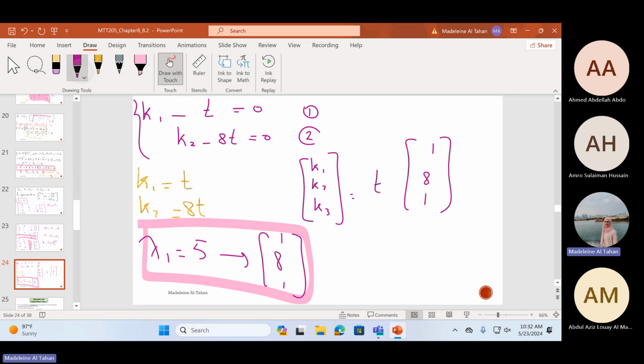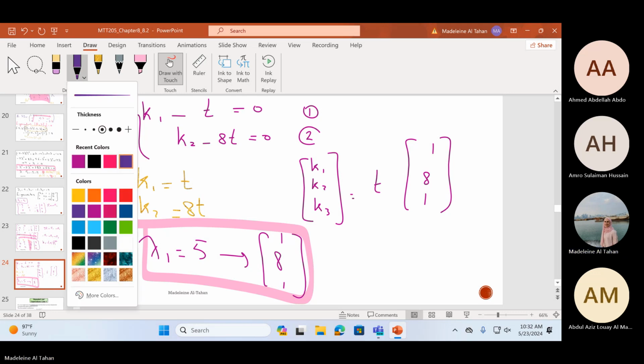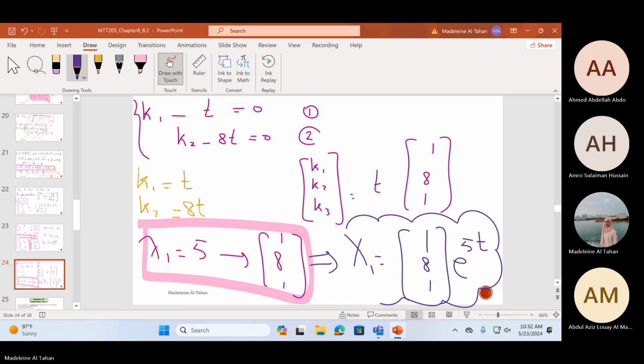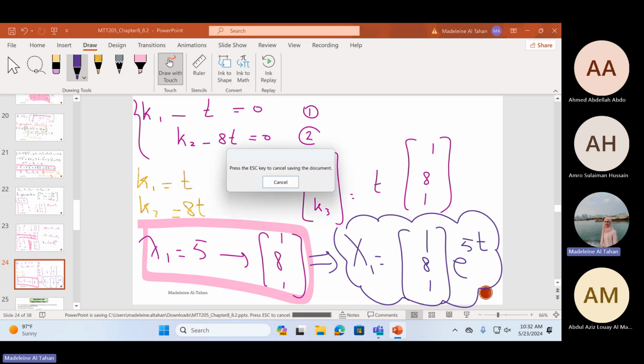So from this one, we can deduce this one. What does it mean? The first solution is of which form? E power 5t times the vector. And what do we have here? This would be our first solution, right? So still we should have 2 solutions. The right hand side will give me the second solution, and the left hand side will give me the third solution.